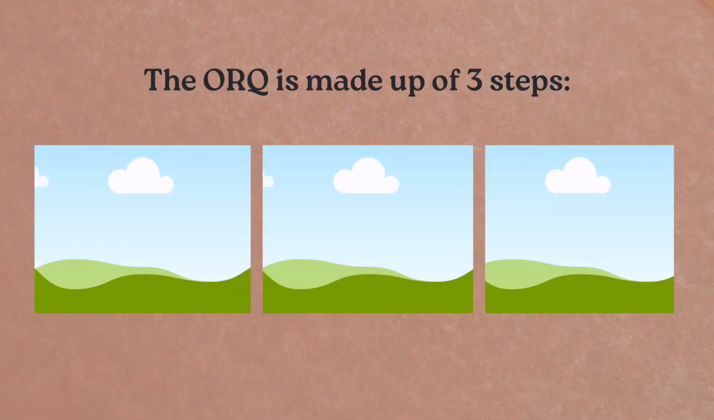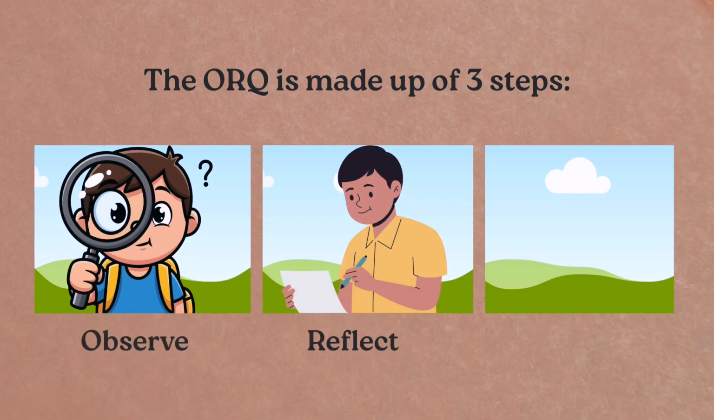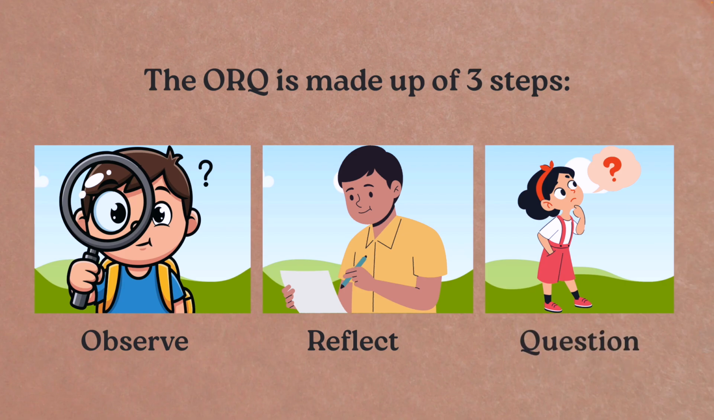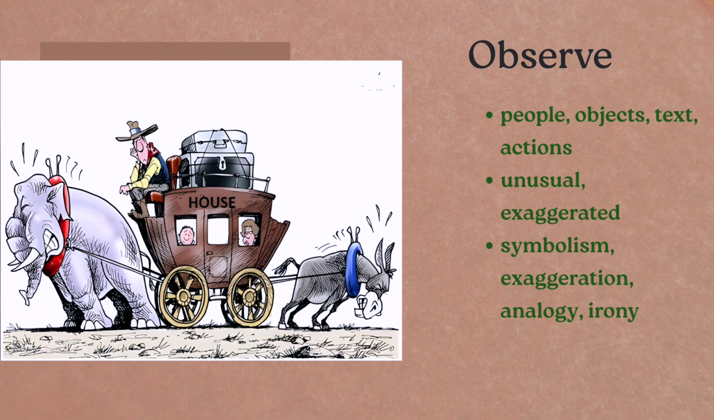The ORQ strategy is an acronym for 3 steps: observe, reflect, and question. Each step is intentionally broad, giving learners the freedom to interpret what they see without feeling limited or constrained. Let's take a look at the first step.